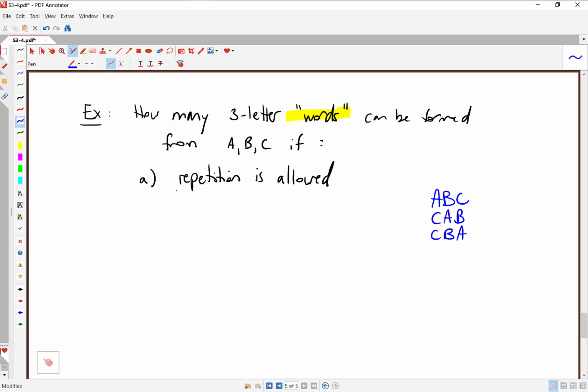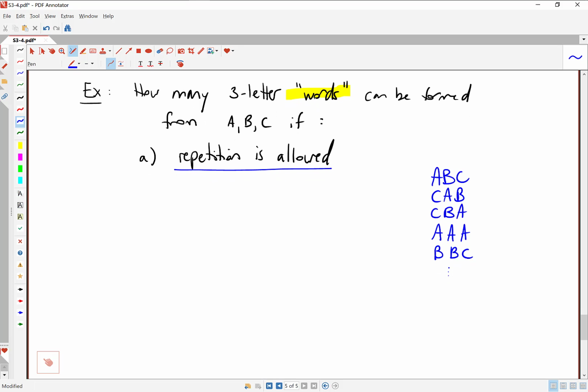But also notice we're told repetition is allowed. So we're allowed to use the same symbol more than once. We could have things like AAA, we could have BBC. So let's figure out how we can use the multiplication principle to break this problem down. I would just think about, what do we want our first letter to be? And then what do we want our second letter to be? And then what do we want our third letter to be?